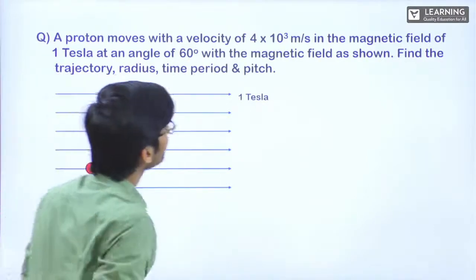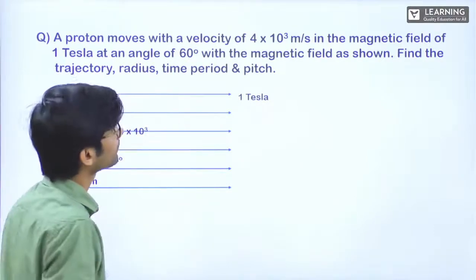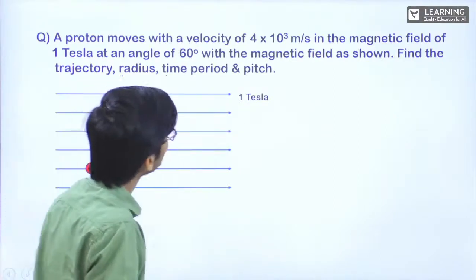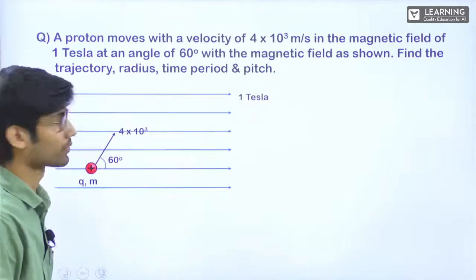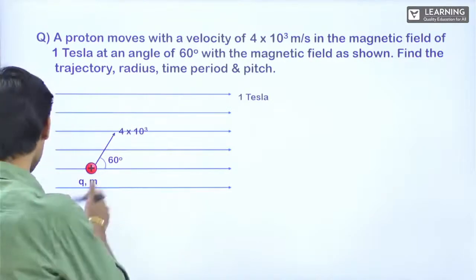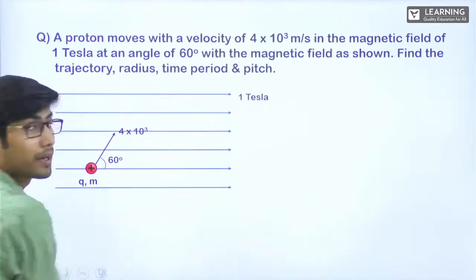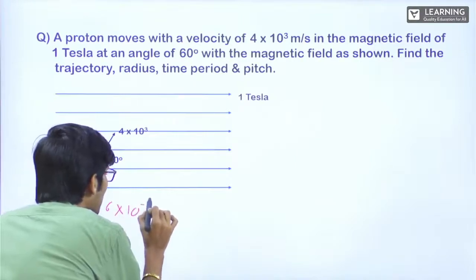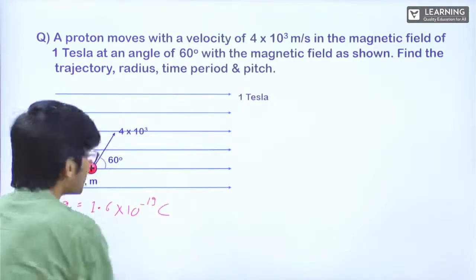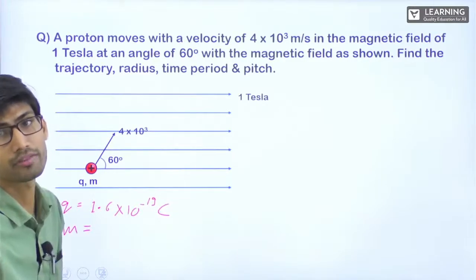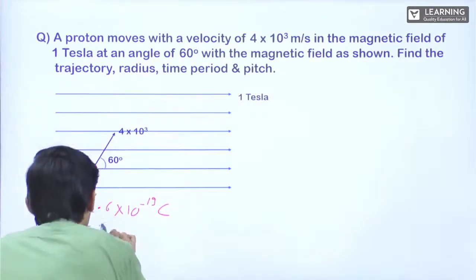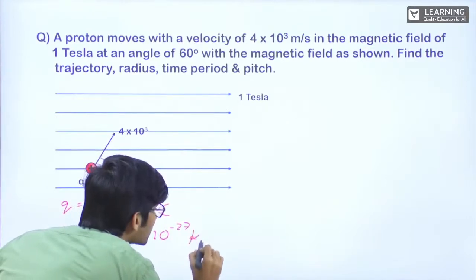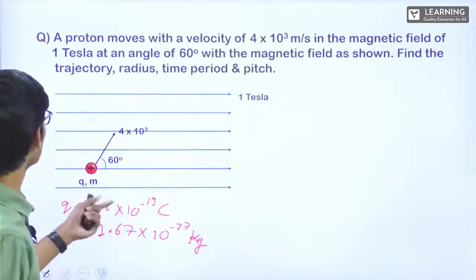A proton moves with a velocity of 4 into 10 power 3 meter per second in the magnetic field of 1 Tesla at an angle of 60 degrees with the magnetic field as shown. So this is a proton. So this charge is Q and M. How much will be the charge? 1.6 into 10 power minus 19 coulomb. How much will be the mass? You should remember 1.67 into 10 power minus 27 kgs. Clear?